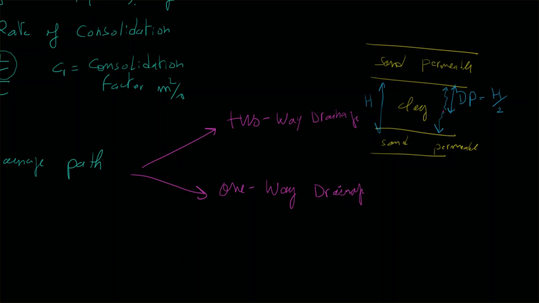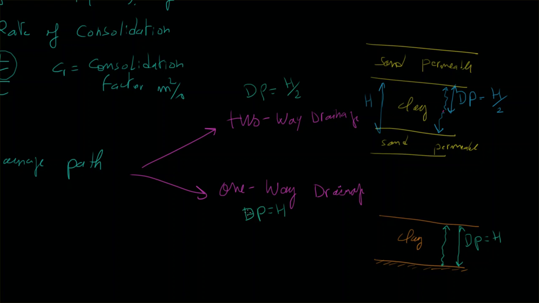What about one-way drainage? We have a clay layer, and the top is free, and at the bottom there's impermeable rock. So when this clay layer is loaded, the molecule of water all the way at the bottom must go all the way to the top. So the longest distance a molecule of water could cross inside this clay layer in one-way drainage is dP equal to the full height. So in two-way drainage, dP will be height over 2, and in one-way drainage, dP will be equal to the full height of the clay layer.